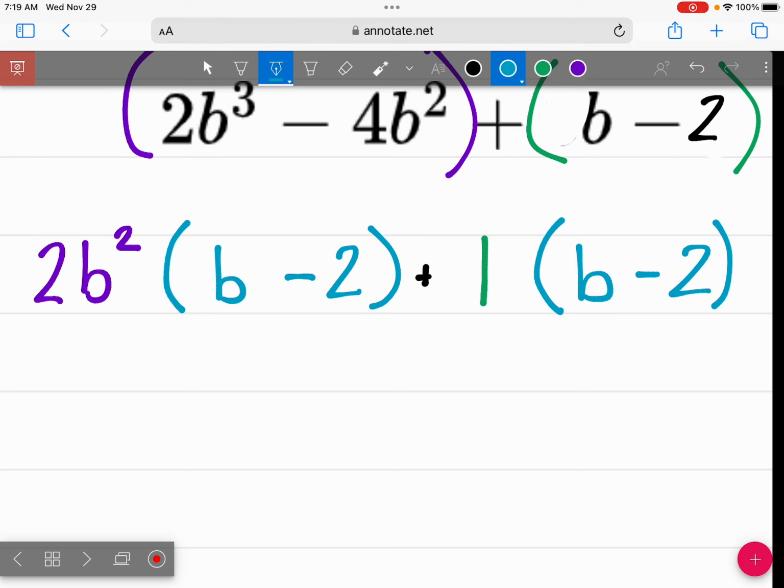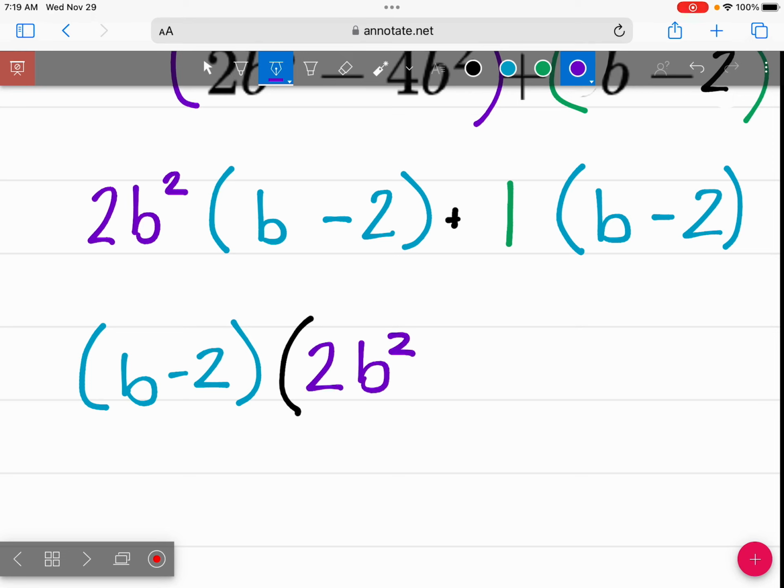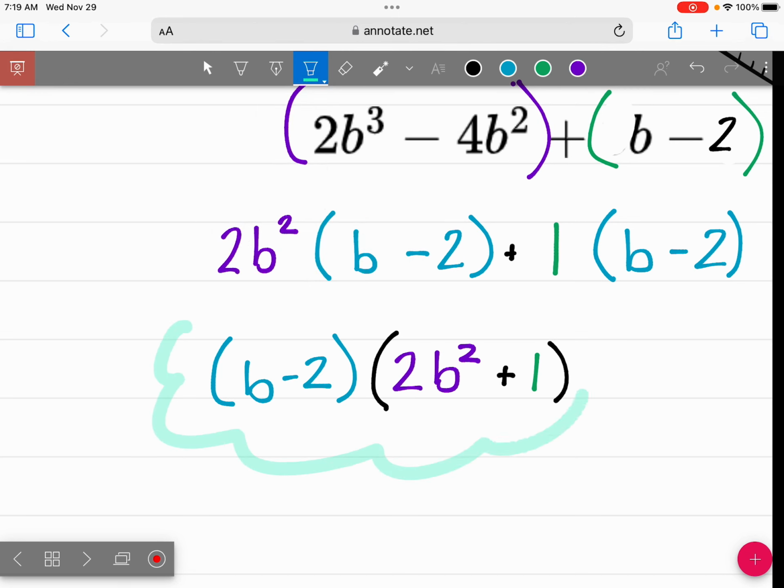So what we're going to do is pull out that b minus 2 as a new GCF, and we're going to put it in the front. b minus 2. And our leftover pieces are 2b squared plus 1. And that is our factored form.